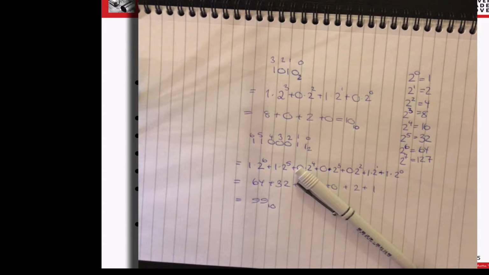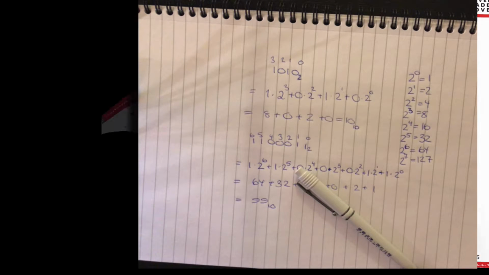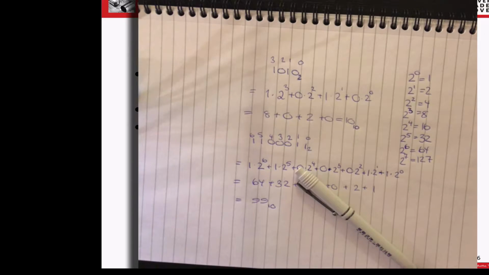So 30 in decimal is 11110 in binary. So this is how we convert the other way around, by dividing by 2. So let's try to do that as well.